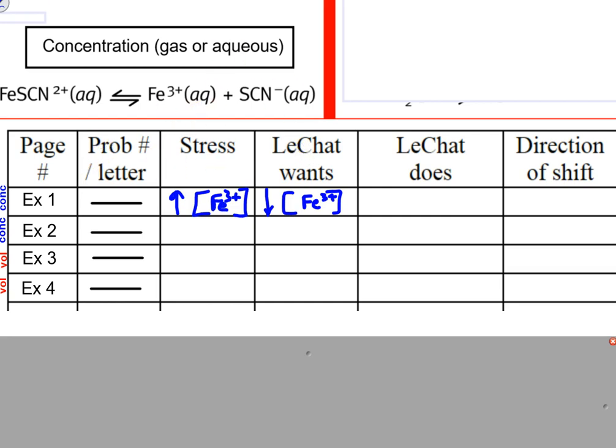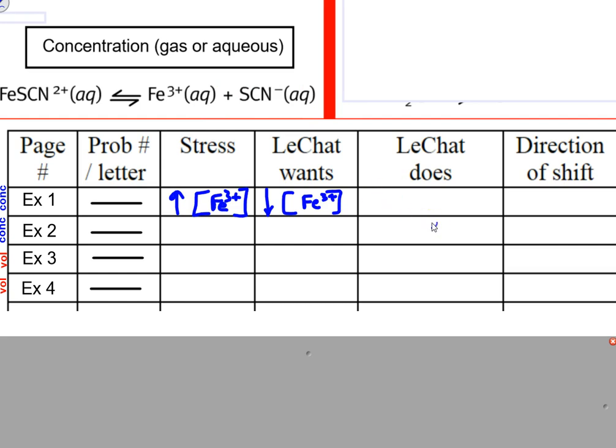Okay? We had both. If we shift left, we take iron and SCN and make iron thiocyanate, which eliminates iron. At least some, not all, but some. If we shift to the right, FeSCN will be taken apart and we'll get more iron and more SCN. What does LeChat want to do? The side with the iron or the side without? Which way does he want to shift? Okay, you're saying to the left.